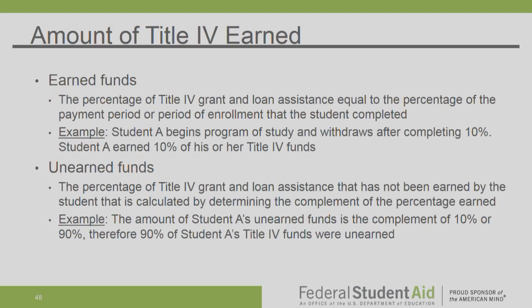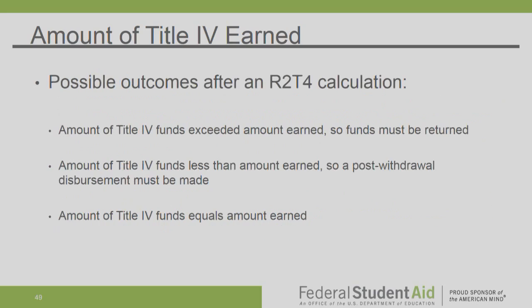At this point, there are two types of funds. There are earned funds, which is the percentage of grant and loan assistance equal to the percentage of the payment period or period of enrollment that the student completed. For example, if a student completes 10% of their period of enrollment or the payment period, they've earned 10% of their aid for that period. Unearned funds is essentially the complement of that. So that student who earned 10% did not earn 90% of their funds.